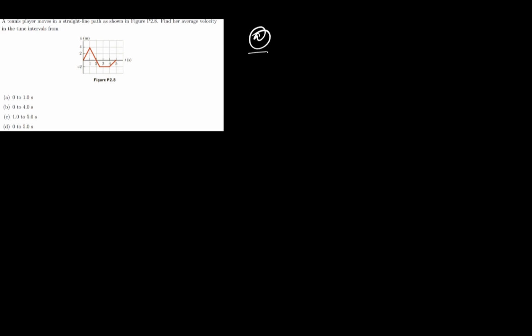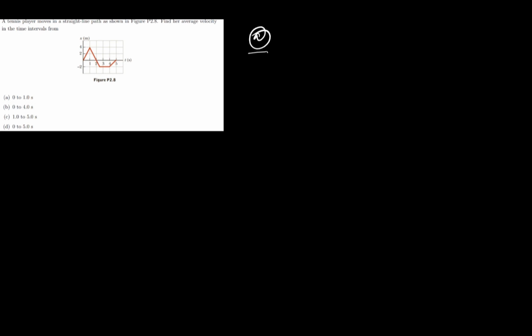So we want to look at the average velocities at the given time intervals. In this case, I'll use a different color because I feel like that would be better for us to see. So we were trying to look at it at point A, looking at it from 0 to 1. So I need to remember this first.